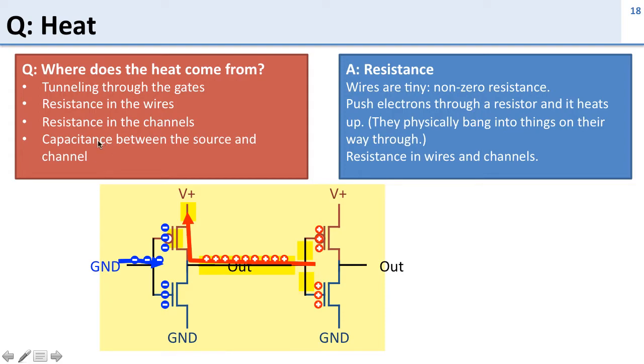Now this last answer down here was an interesting one. Is there capacitance between the source and the channel? So here's my source and here's the channel. Is there a capacitance between the two of these? And the answer is yes, there's a capacitance there, but the capacitance doesn't generate heat.